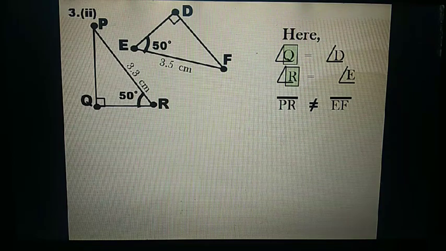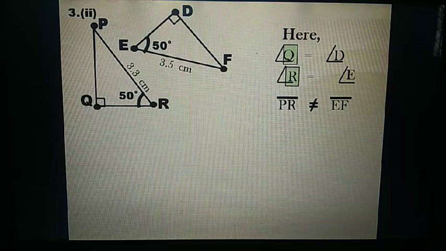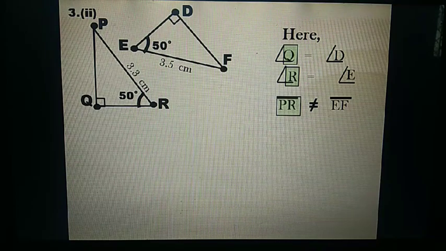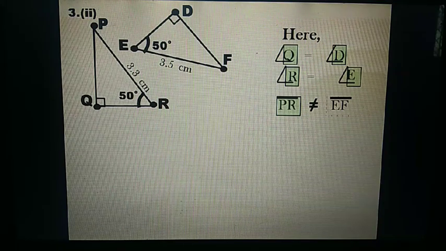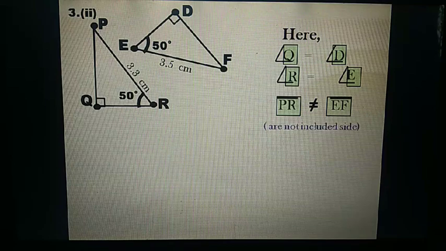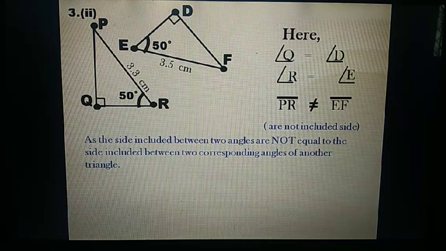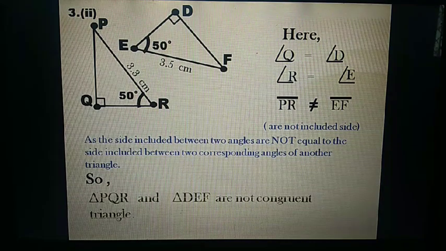As you can see, the angles given to you are Q and R, and PR is not the included side. Similarly, the angle given to you on the right hand side is D, and EF is not the included side. So they are not the included sides, and the value of the included side is not given to you. So we can say here that the triangles are not congruent.